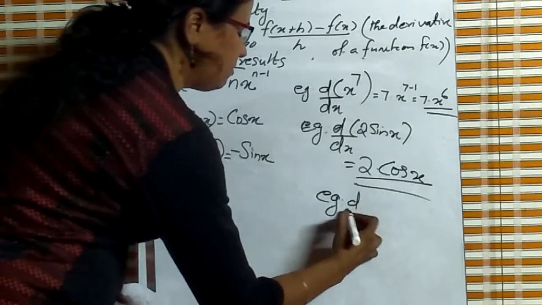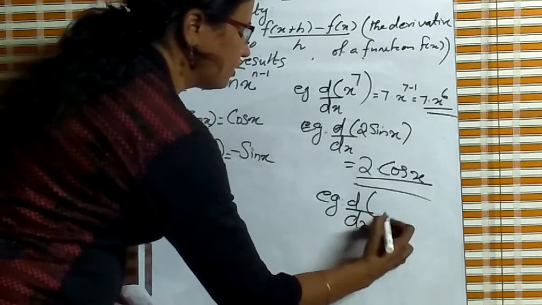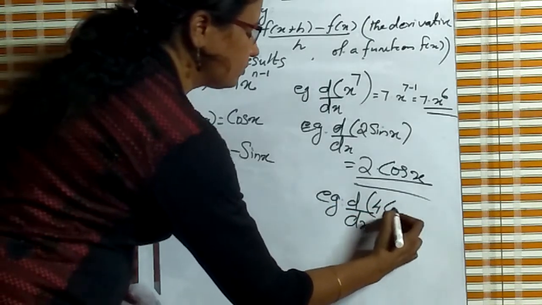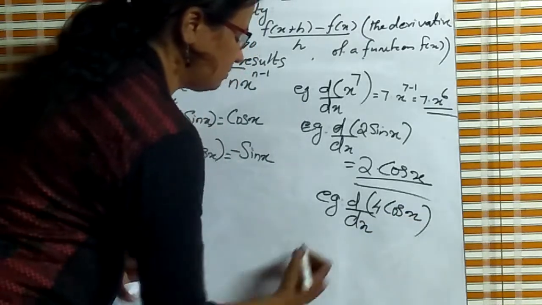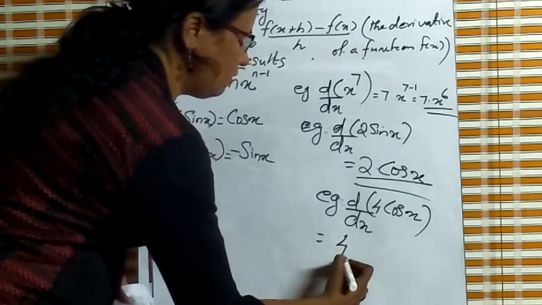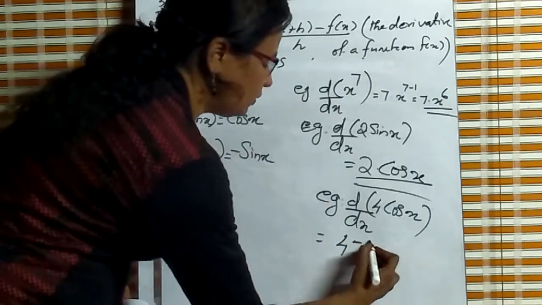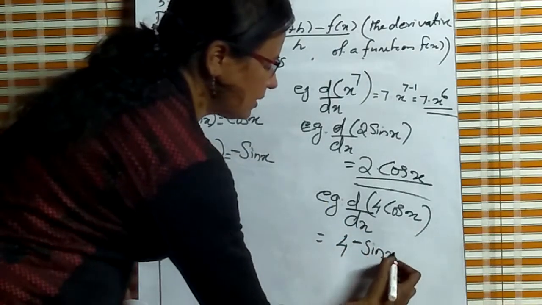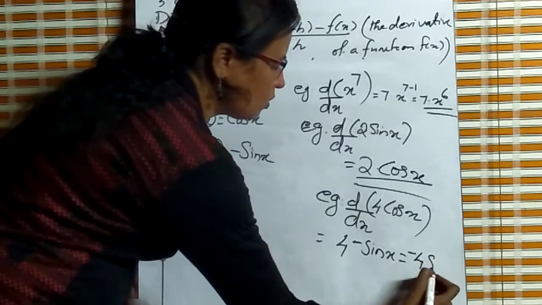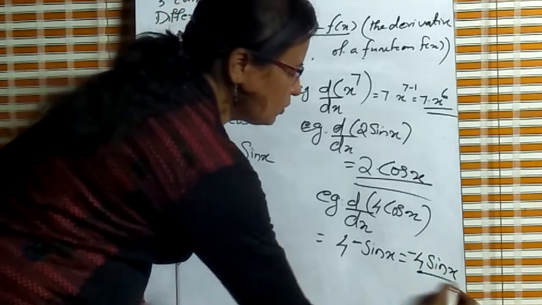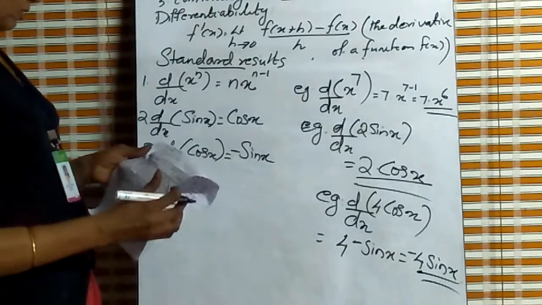Example, d by dx of 4 cos x equals 4 times the derivative of cos x, which is minus sin x. 4 into minus sin x is equal to minus 4 sin x.